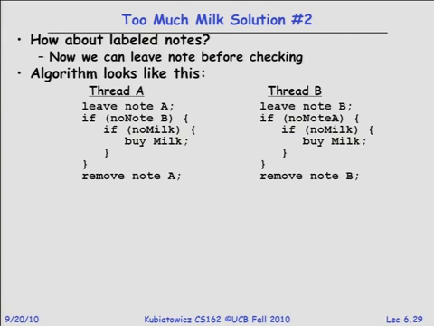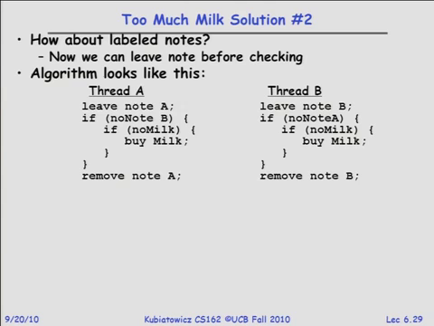I'm seeing people shake their head. Anybody want to actually tell me why it doesn't work? A could leave a note, then B could leave a note, and then A could check for B's note. Perfect, right? A leaves the note, B leaves the note. Nobody buys any milk. Okay?